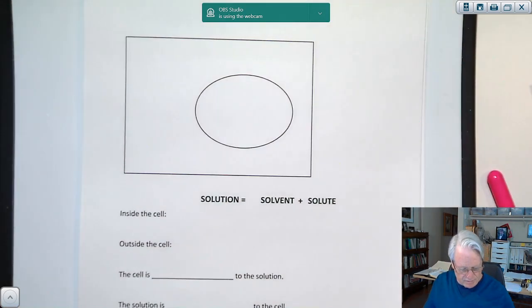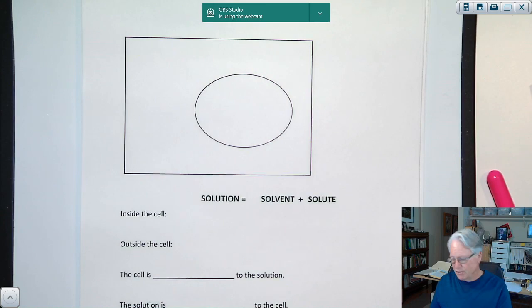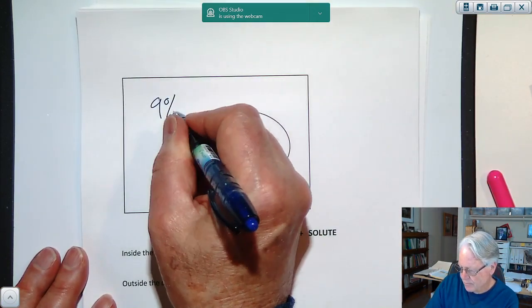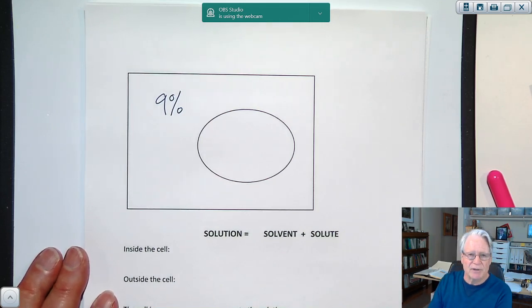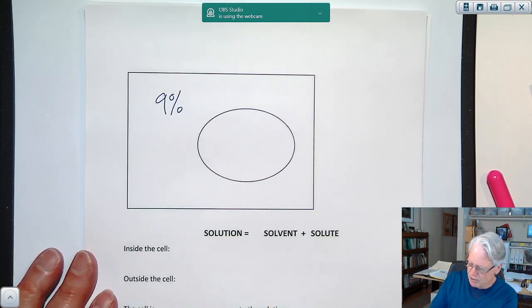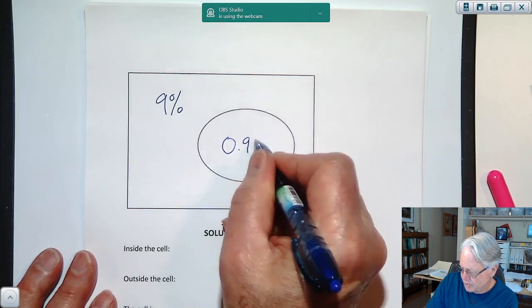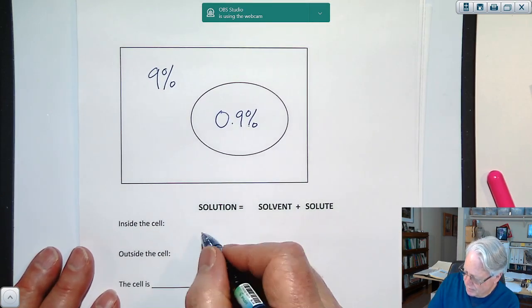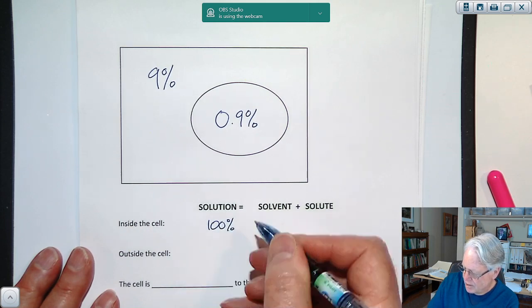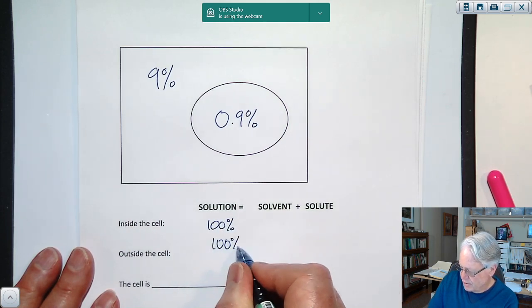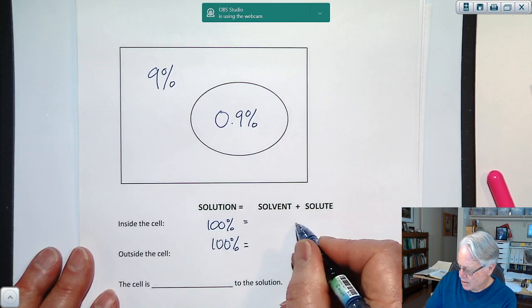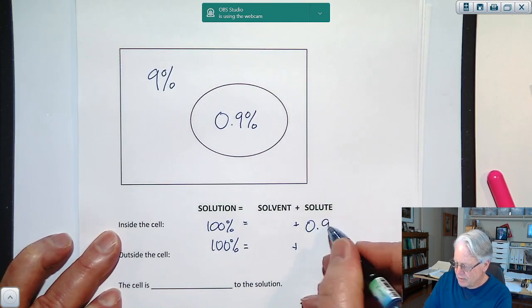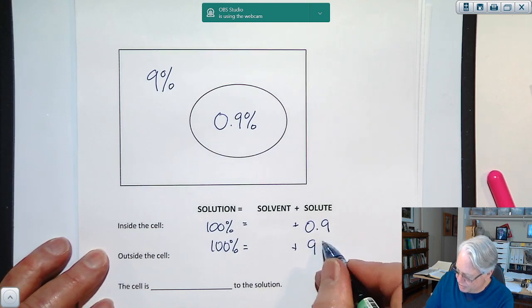Test tube number 3, we had a 9% solution. Okay, so I had 9% here. What do I have on the inside of the cell? The same as we've seen before, 0.9%. Okay. Let's do our analysis. We have 100%. We have 100%. Over here, on the inside of the cell, 0.9. On the outside, 9%.